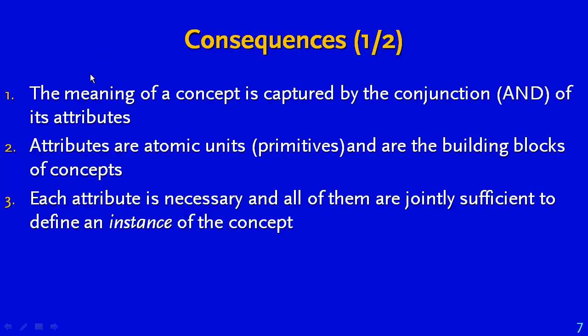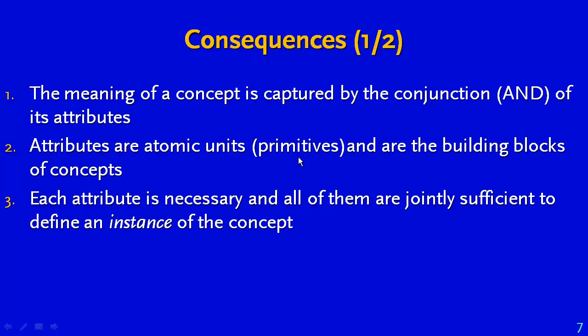Consequences of this approach: the meaning of a concept is captured by the conjunction "and" of its attributes. So if you've got a number of attributes, the class is the defining attributes. So it's like a bird flies and has wings, for example. Of course, what about birds which cannot fly, like penguins? But at the moment we're assuming this, so you can't have a concept saying, oh, it has wings and does not fly. It would not constitute a bird in Frege's definition.